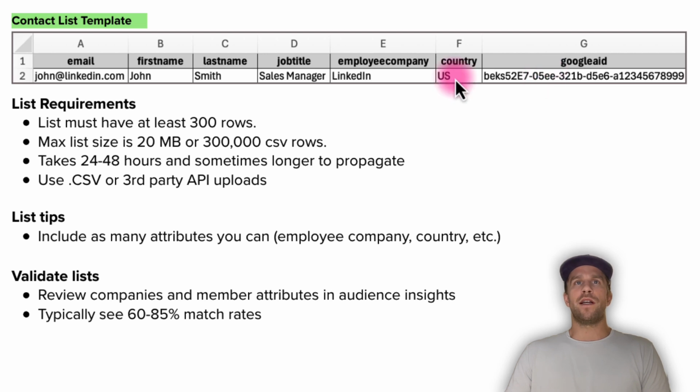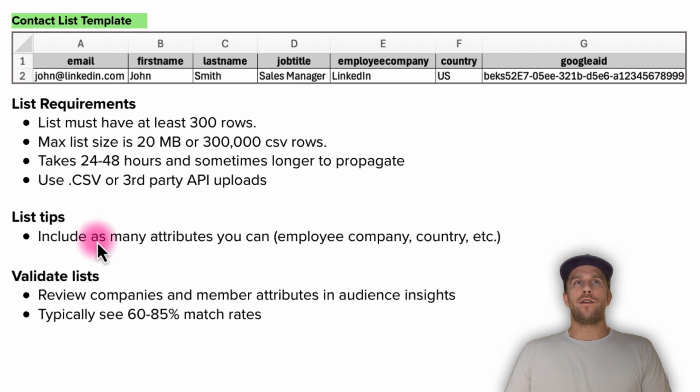But if you have the country, employee, company, and job title along with the first and last name and email, that's really going to help your match rates. A few list requirements: you need at least 300 rows to upload. This is the max list size, and it takes about 24 to 48 hours to propagate. Sometimes it takes a little longer, and I usually upload this via CSV file. There are some other third-party tools and APIs you can do this through, but the most common is going to be through a CSV file.